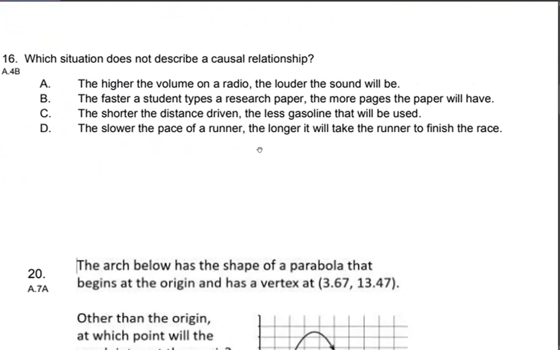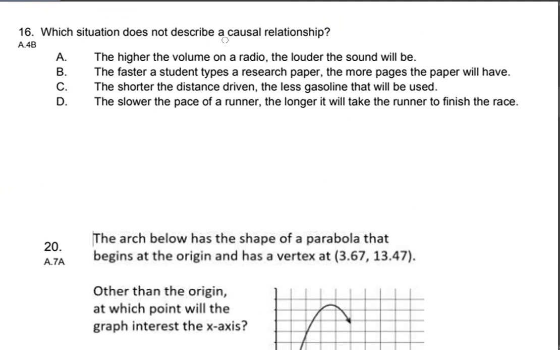All right, which situation does not describe a causal relationship? Basically, there's going to be a whole bunch that are causal, but we want the one that's not a causal relationship. Remember, causal basically means that it must follow from it. Pardon me, one sec. So there's going to be a whole bunch that must follow, and there's going to be one that does not follow.